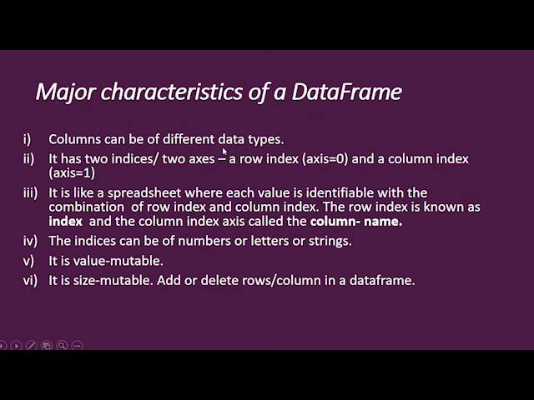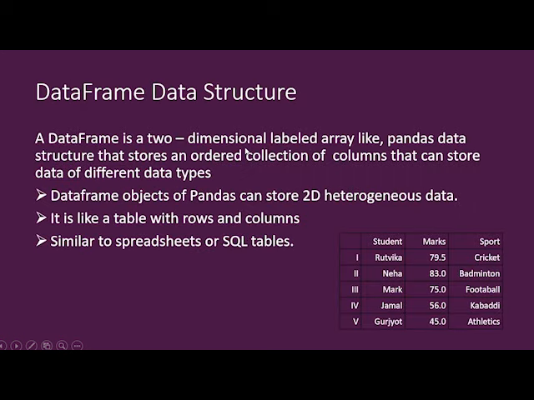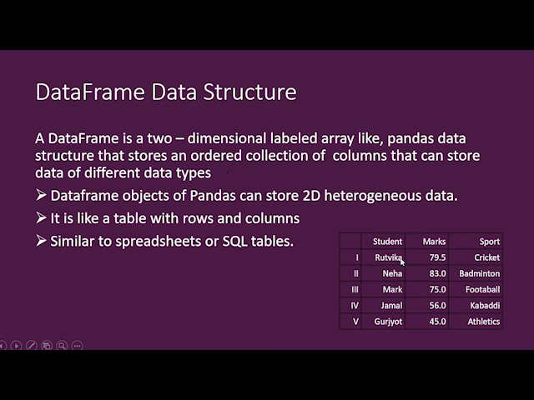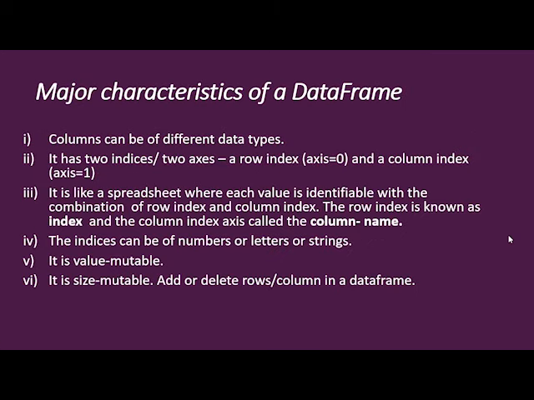Major characteristics of a data frame. First one, columns can be of different data types, right? Here in this example, you can see the first column student, which is a data type string. Second column marks, that is floating point. Now it has two indices. In series, we had only one index, that is row index. Right, but here we have two: row index and column index. It is like a spreadsheet where each value is identifiable with the combination of row index and column index.